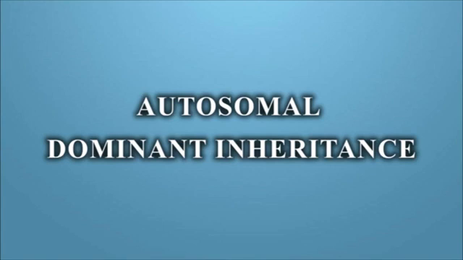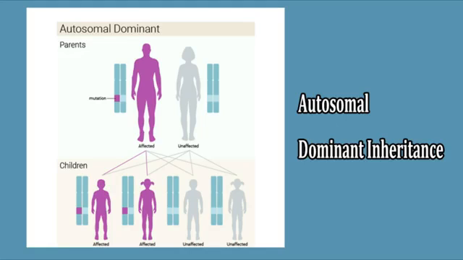B. Autosomal dominant inheritance. In the case of autosomal dominant disease, the mutated gene will be present in the autosomes. One copy of the mutated dominant gene is enough to develop the disease in the affected individual. If a man with the affected gene marries a normal woman, then there will be 50% chance of getting children with affected genes and 50% of children will be normal.